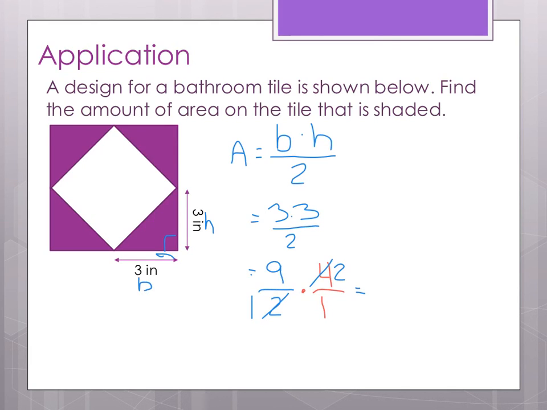And now I can multiply. 9 times 2 is going to be 18 over 1 on the bottom. 1 times 1 is 1. So we would just express this as the whole number 18.